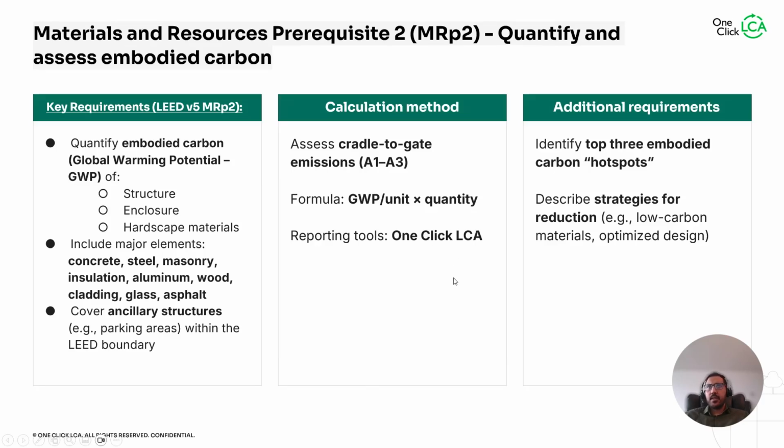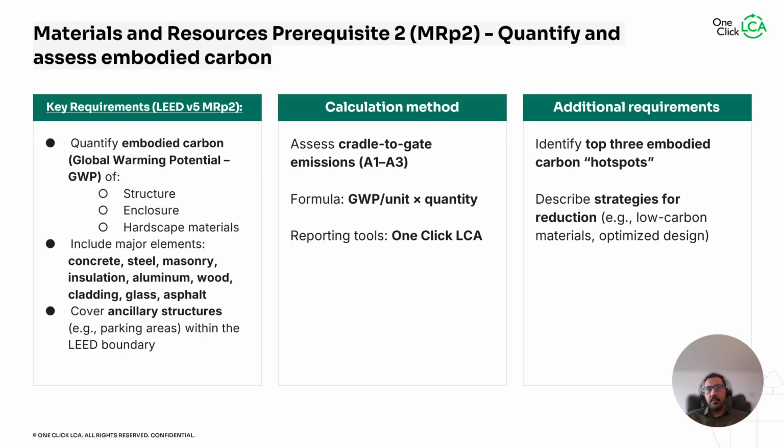First of all, about the material and resources prerequisites. As I told you, you need to do the embodied carbon assessment for the structure, envelope, and the hardscape materials. You need to include the major elements such as the concrete, steel, all the way to glass, asphalt, as you can see in the slide. Besides that, some other areas of the building, such as the parking areas, need to be considered in the scope of the assessment. So for the prerequisite part, it should be only A1 to A3, and that's enough.